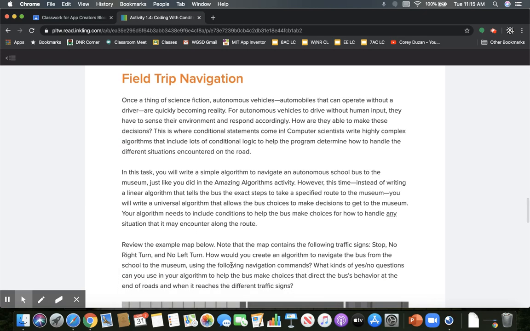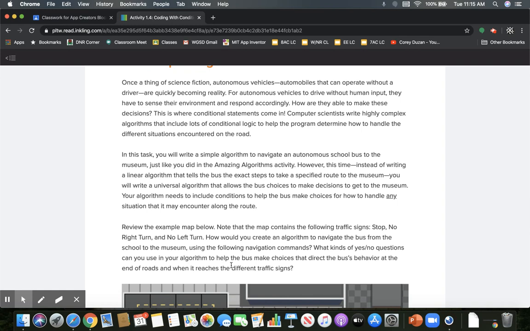But now we're going to look at the field trip again. And one of the things we're going to think about is this stuff that people used to think was science fiction. Now it's real: autonomous vehicles. Automobiles that can operate without a driver. I wish I had one of those, and maybe one day I'll finally get that cool Tesla I've always wanted. But for now, I'm okay with what I got.